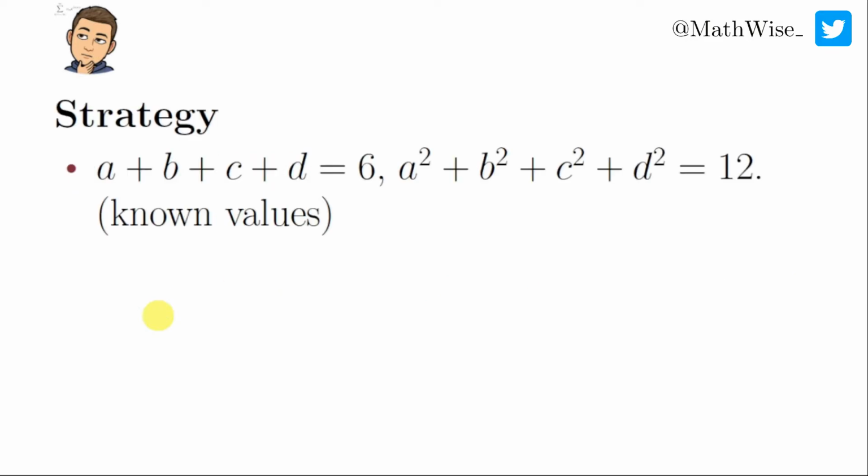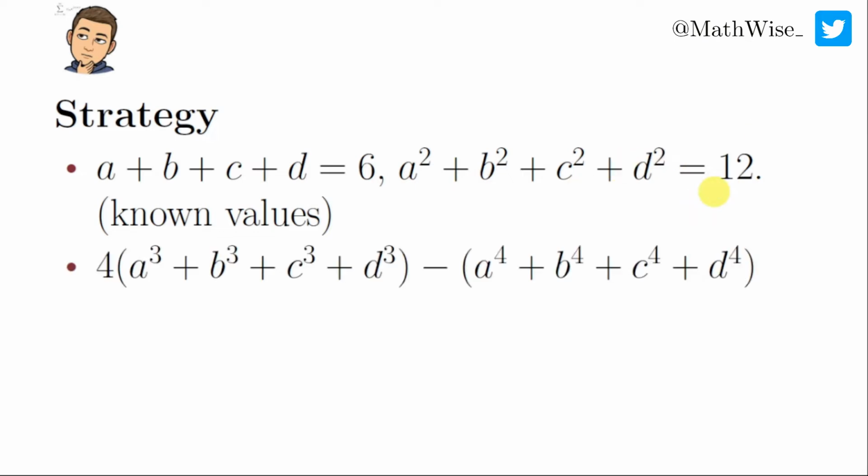Now we must have a strategy to solve this problem. First, we just show the data here. These are the known values. a plus b plus c plus d equals 6. The sum of powers of 1 equals 6. And the sum of the squares equals 12. The known values. But we also need to find the inequality for this one right here.